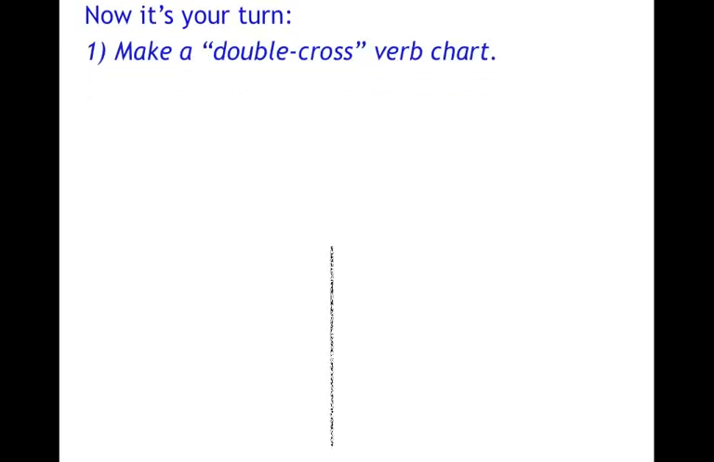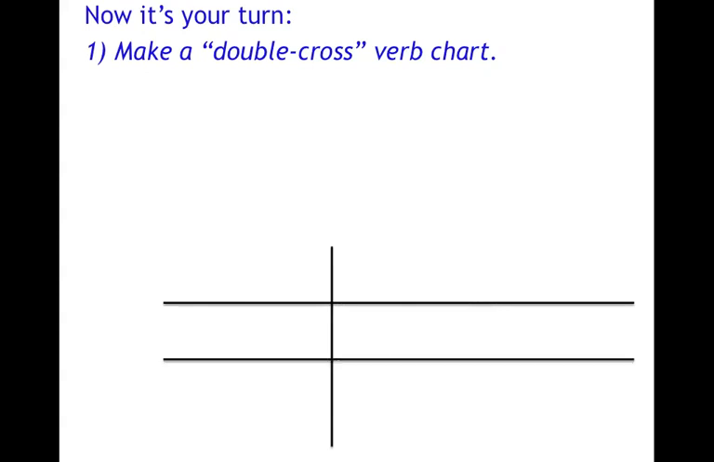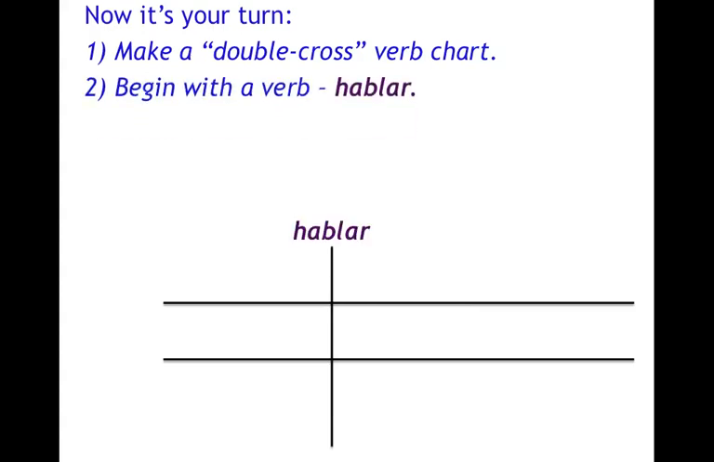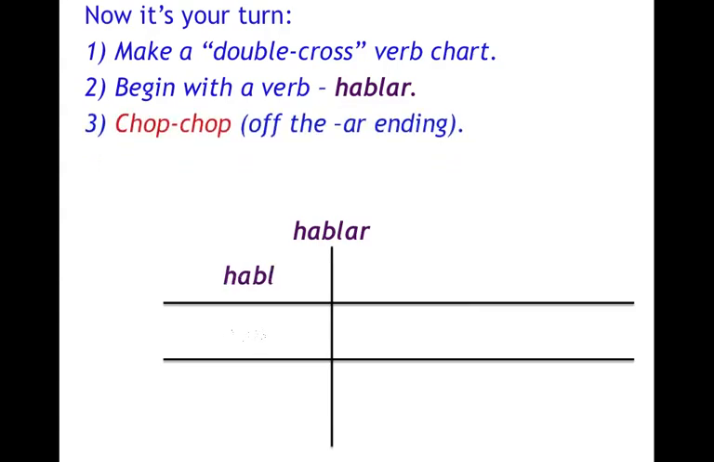Now it's your turn. You can grab a piece of paper if you'd like, or you can just do this as a mental activity. But when you're conjugating verbs and you're writing them, make a chart. One line down, two across. I call it a double cross chart. So we're going to begin with the verb hablar, to talk or to speak. What do you do first when you're conjugating a verb? Chop, chop off the AR ending. So we're left with our stem or root in each of these six areas of the chart.